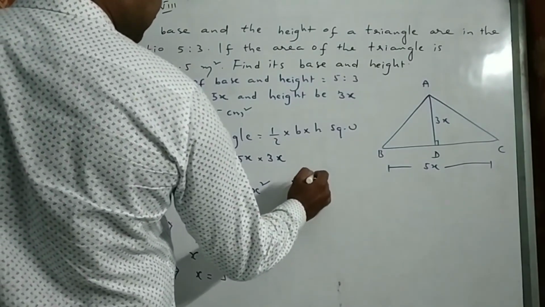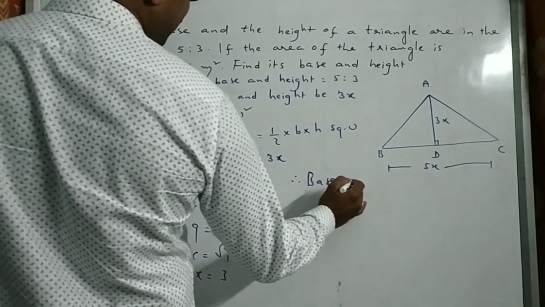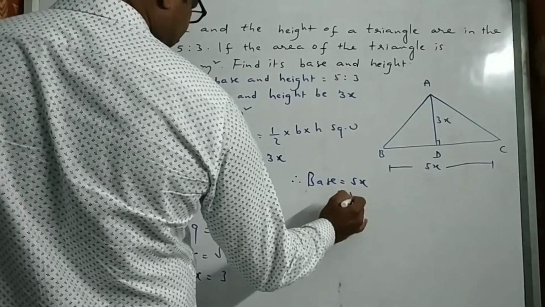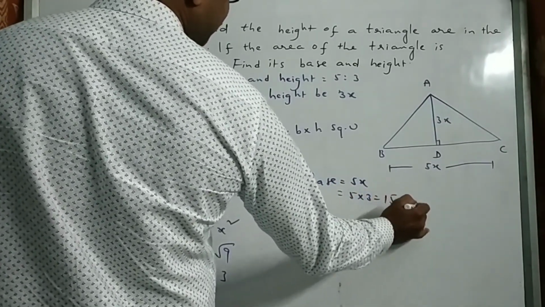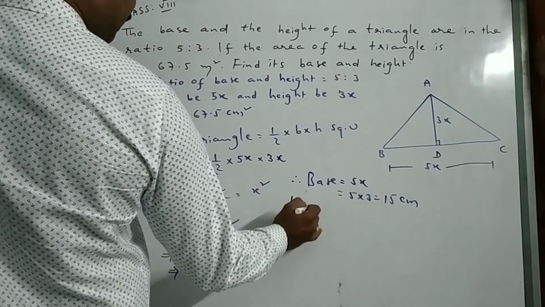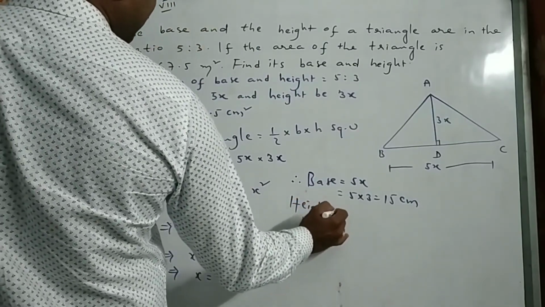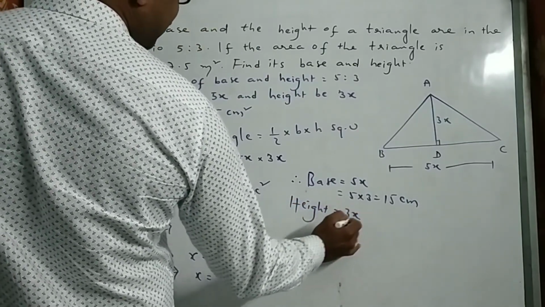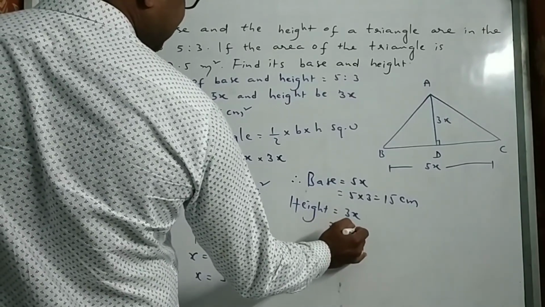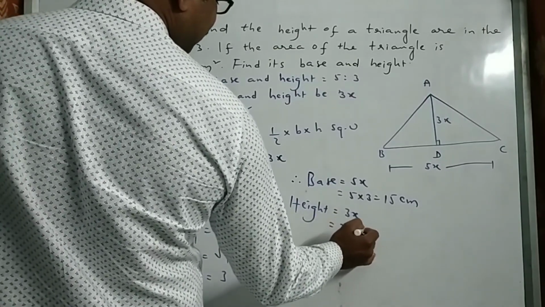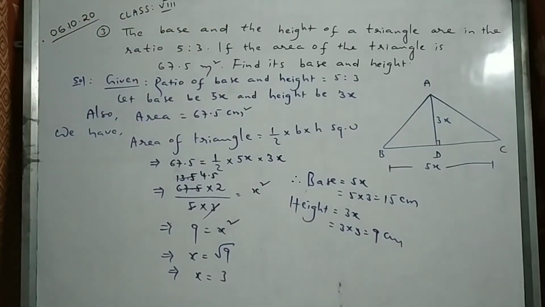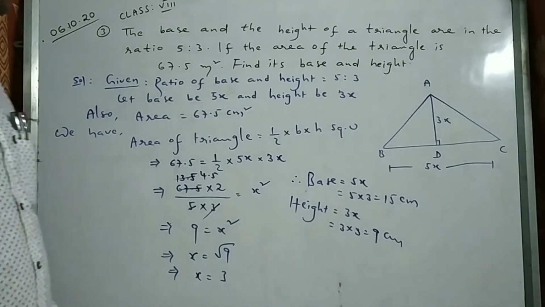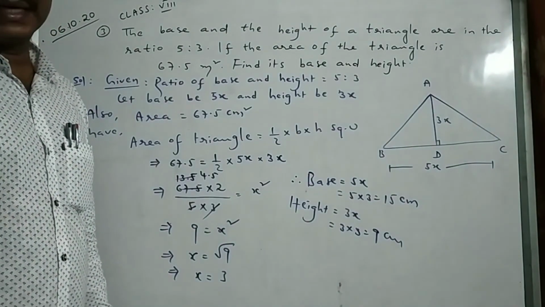Therefore base equal to, my assumption is 5x. So 5 into x value 3. So 15 cm. Similarly height equal to, as per my assumption, height is 3x. So 3 into x value 3. 3 threes are 9. So therefore base is 15 and height is 9. Okay? We shall continue some more problems in the next class. Thank you.